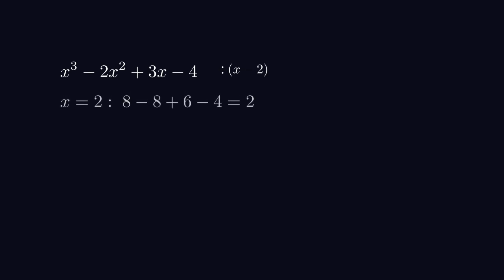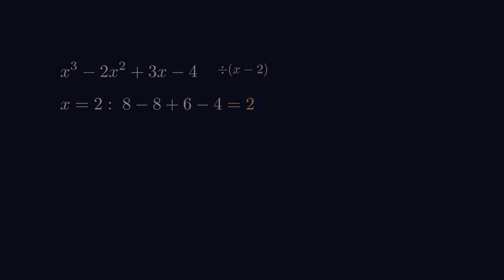Try another. Remainder when x cubed minus 2x squared plus 3x minus 4 is split by x minus 2? Don't you dare long divide it. Plug in 2. 8 minus 8 plus 6 minus 4. 2. Remainder's 2. Boom! You're welcome.